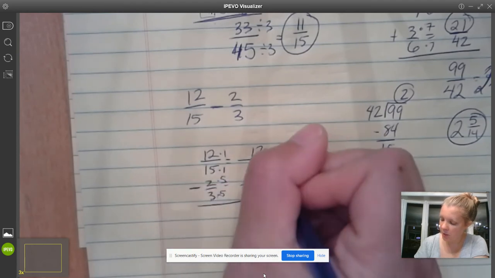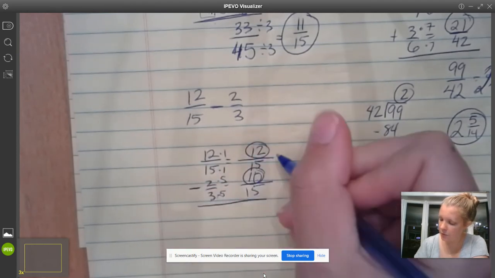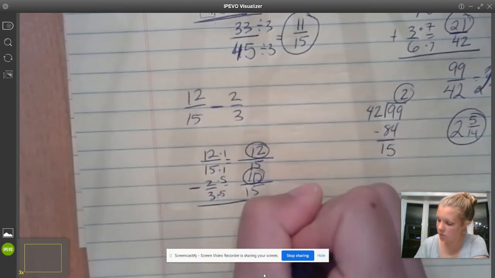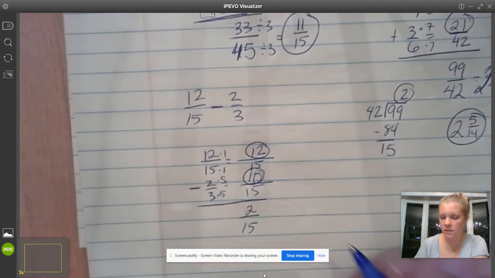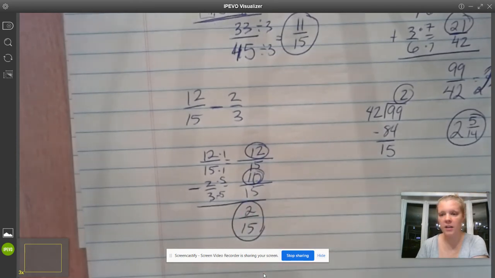And this is where you have to be careful. It's a subtraction problem. So 12 minus 10 is 2. The denominator stays the same. I cannot simplify 2/15, so that's my final answer.